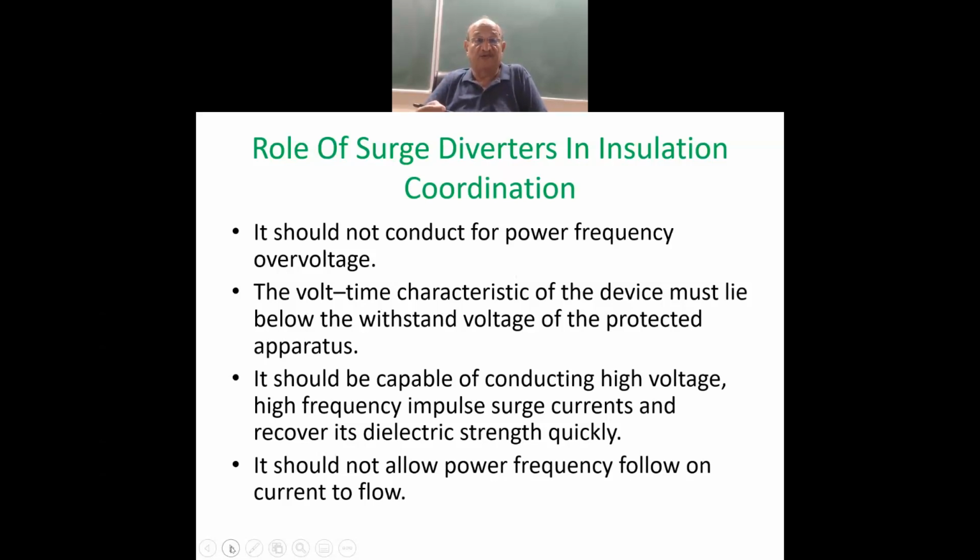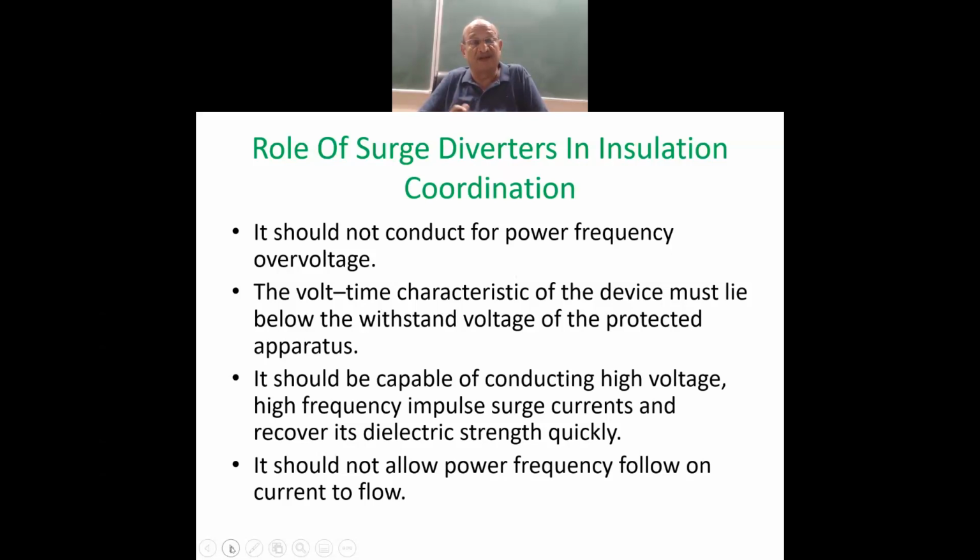That means when the short duration pulse comes, it provides a conducting path, but it recovers afterwards. The material is zinc oxide, the lightning arrester or surge diverter material used these days. Zinc oxide has a characteristic that it recovers after the pulse has passed.